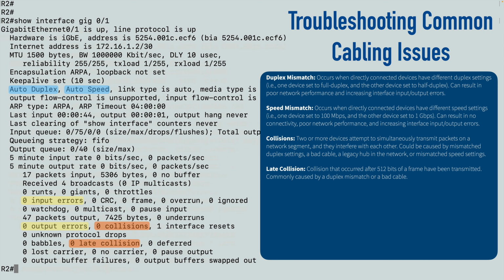So as we start to see some of these errors, we might start to think, well, my duplex is set to full on both sides. Maybe I should check out my cabling.